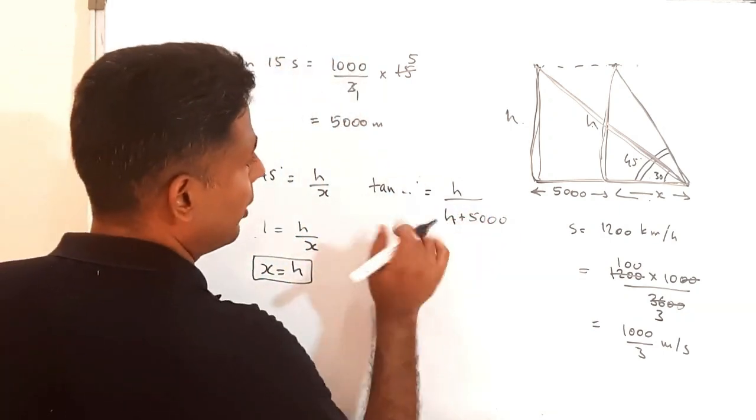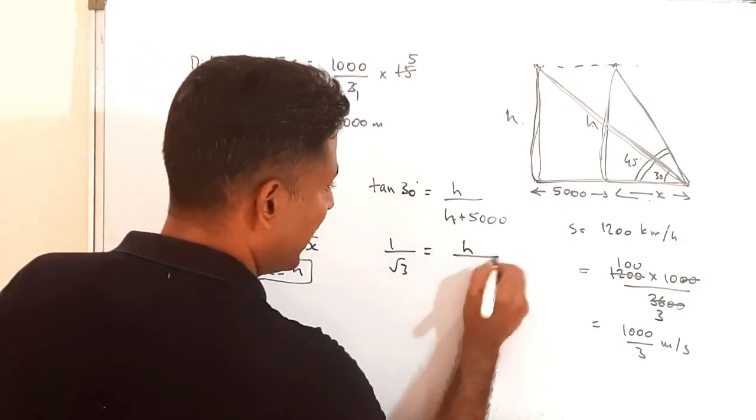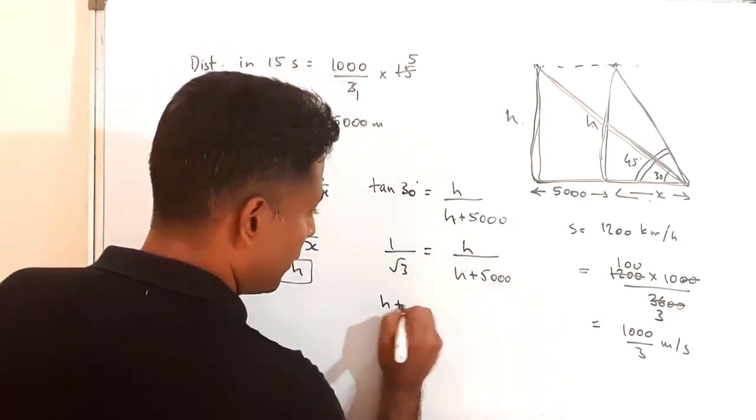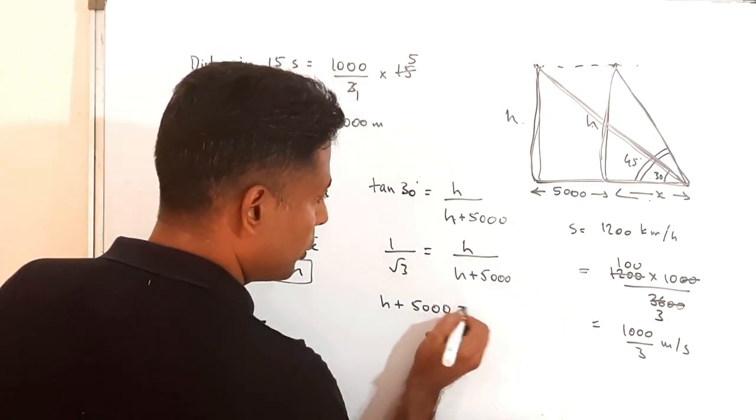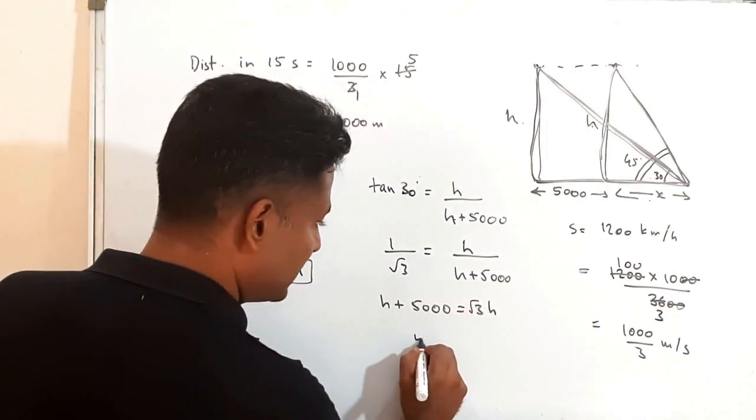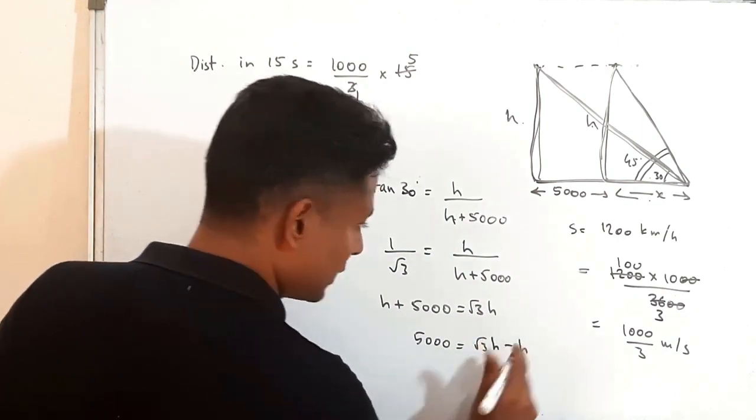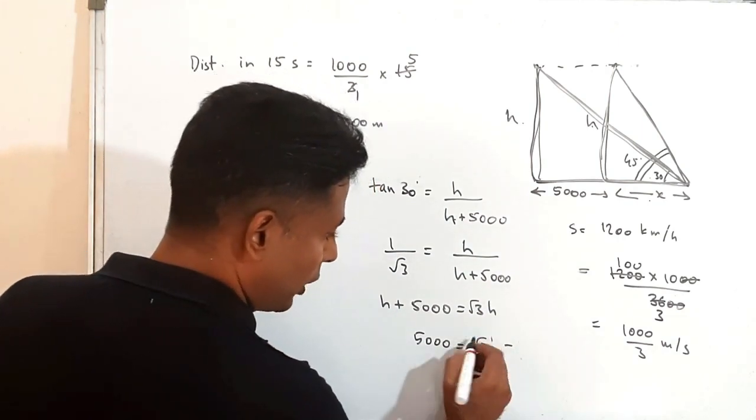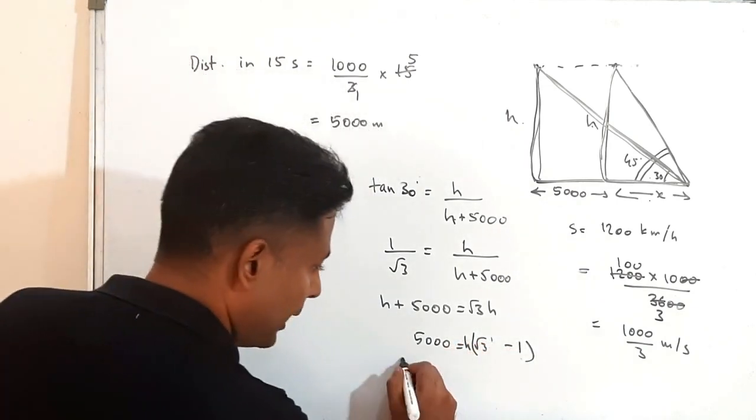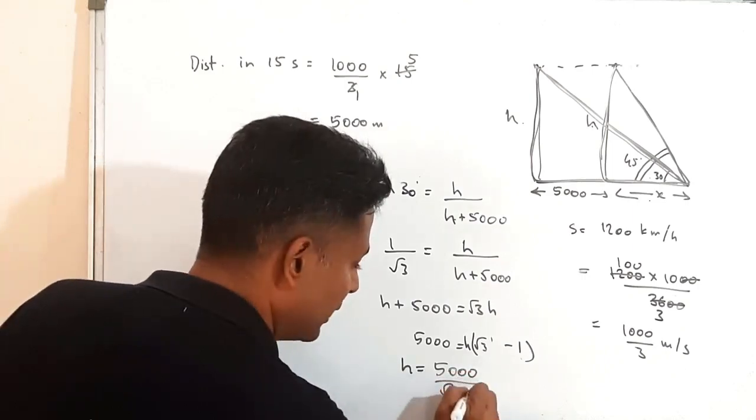And tan 30 is 1 by root 3, equal to h by h plus 5000. Now transposing, h plus 5000 equals h into root 3. Now h, I'll take that side, so I get 5000 equals root 3 h minus h. If I take h common from here, what remains? h into root 3 minus 1. So h equals 5000 by root 3 minus 1.